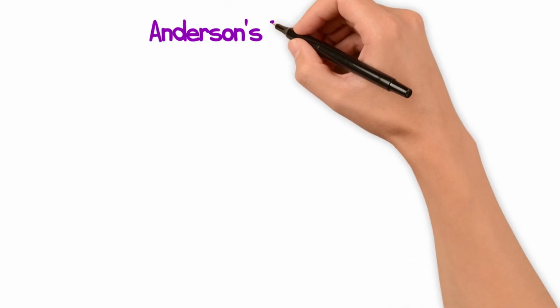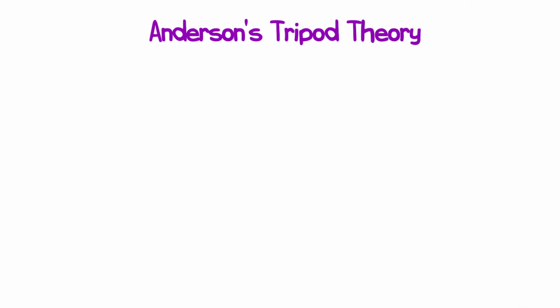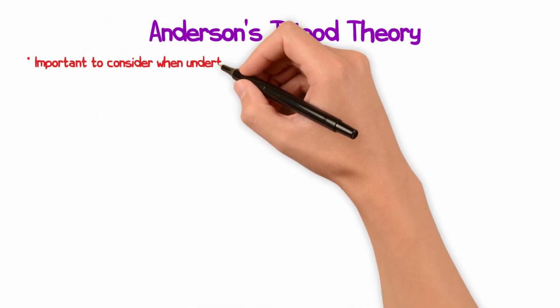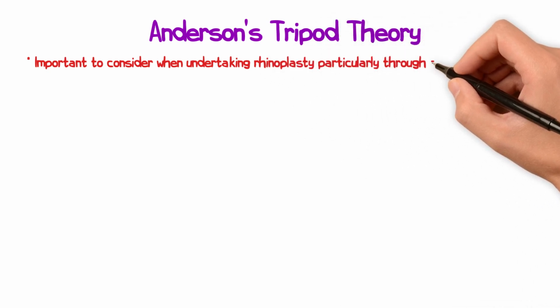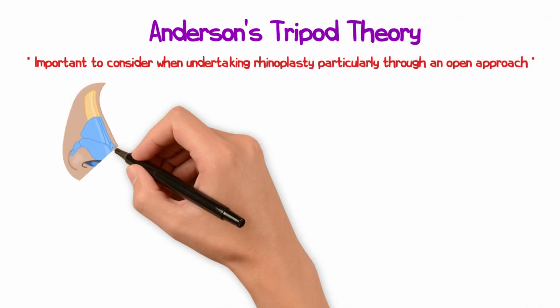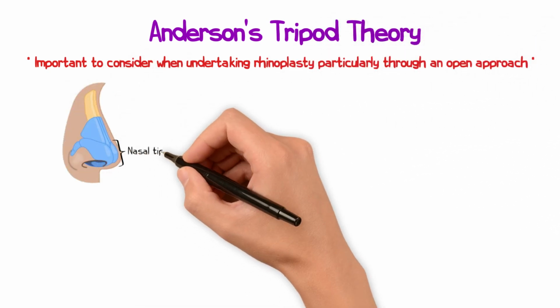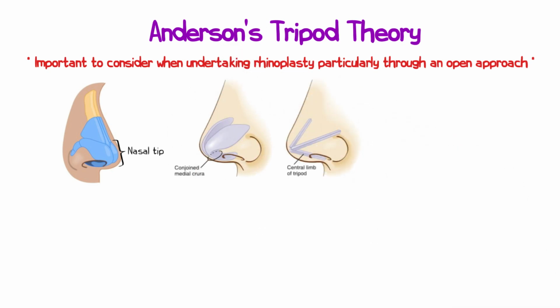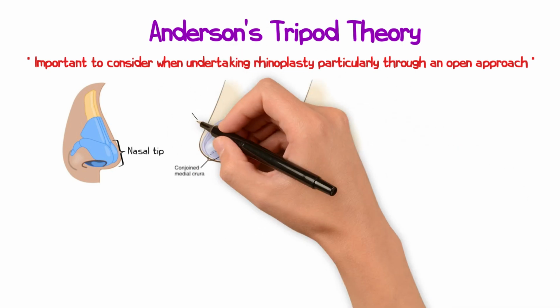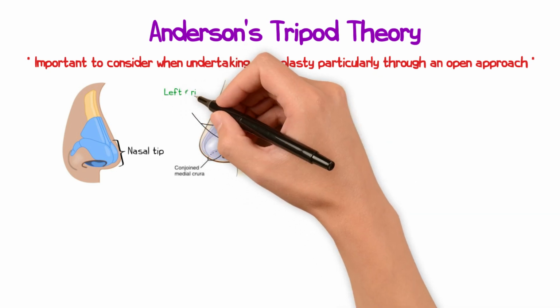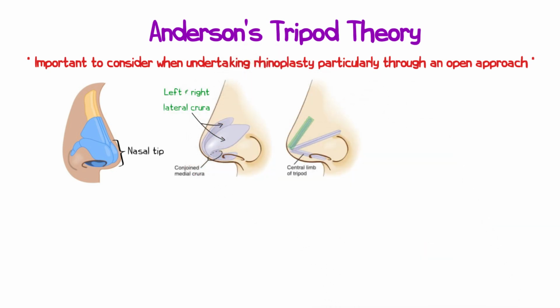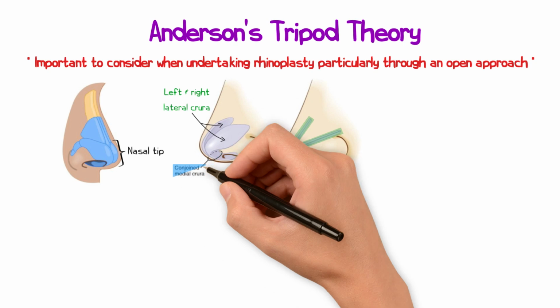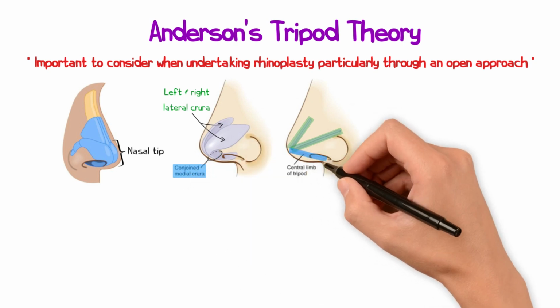What is Anderson's tripod theory? This is a commonly asked question and an important consideration when undertaking rhinoplasty, particularly through an open approach. It refers to the support of the nasal tip, where the lower lateral cartilages make up the different legs of a so-called tripod. The lateral crura of the right and left side respectively make two legs of the tripod, and the conjoined medial crura makes up the third leg.